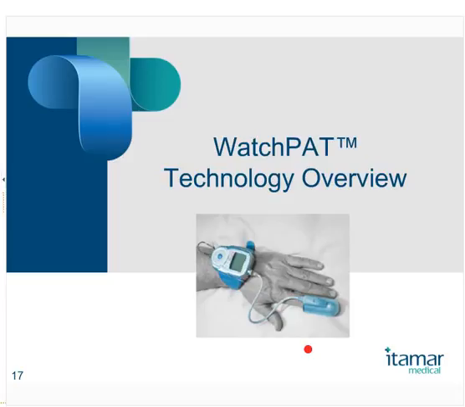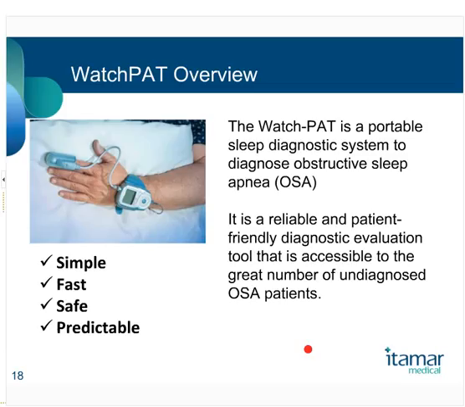So now let's transition to talking about the WatchPAT as a technological innovation and how it's used to diagnose obstructive sleep apnea. The WatchPAT has a number of things in its favor. It's pretty simple to use. It's shown here in the picture. It wraps around the wrist. It has a single probe that combines the measurement of the peripheral arterial tonometry signal and pulse oximetry. It's easy to set up. It's simple. It's fast in terms of the time it takes to process it.